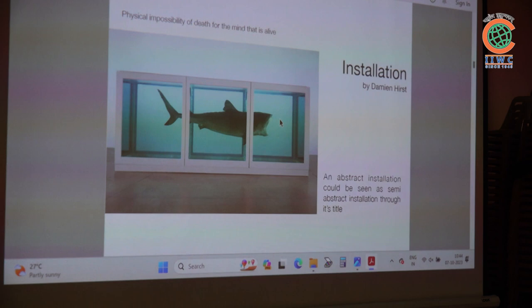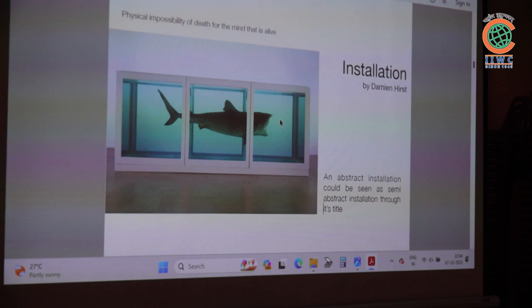And then he says, the physical impossibility of death for a mind that is alive. So either way, it's the same meaning, but he gives a different version. Maybe he's making it like an edition, how in printmaking you have editions, you know. He might be producing several of them to cater to the needs of American museums, which are quite a number of them, you know.